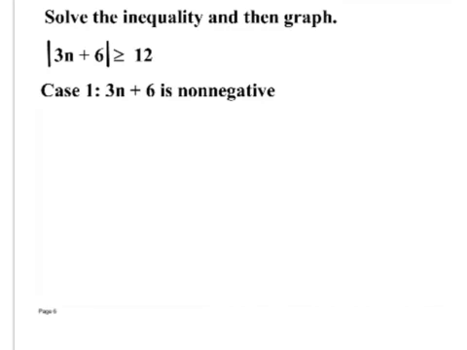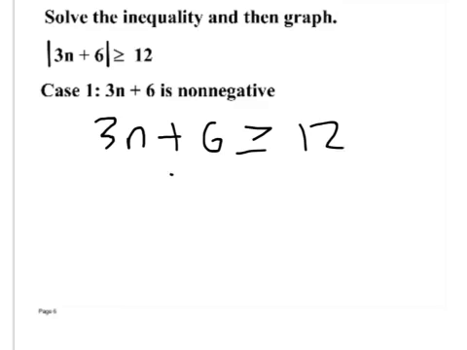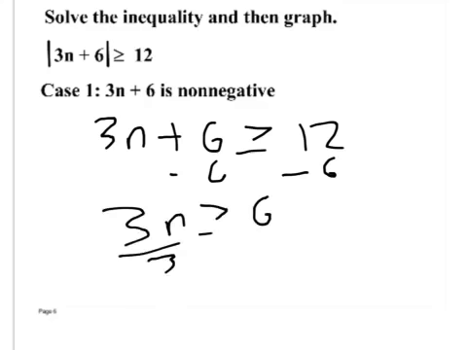Write down this problem. Case 1: 3n plus 6 is non-negative. So 3n plus 6 is greater than or equal to 12. We subtract 6 from both sides. 3n is greater than or equal to 6. We divide by 3. n is greater than or equal to 2.